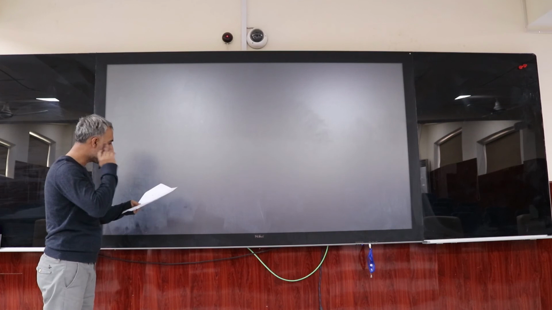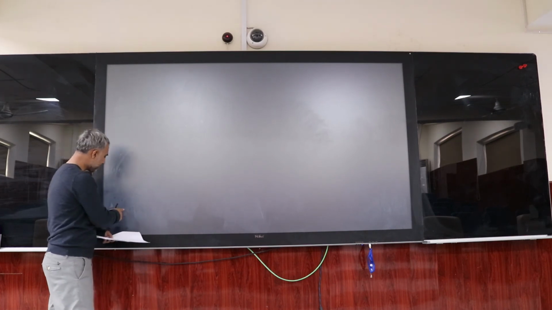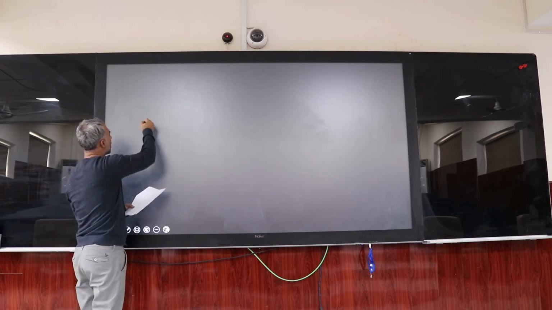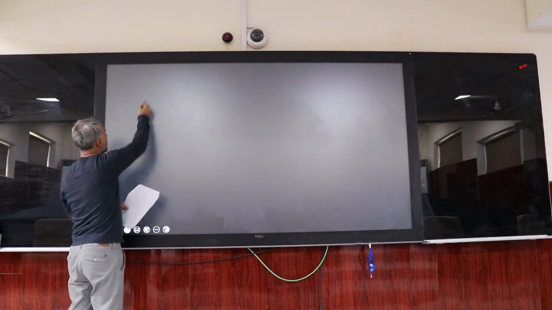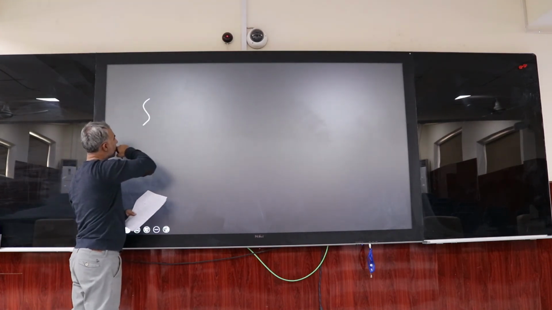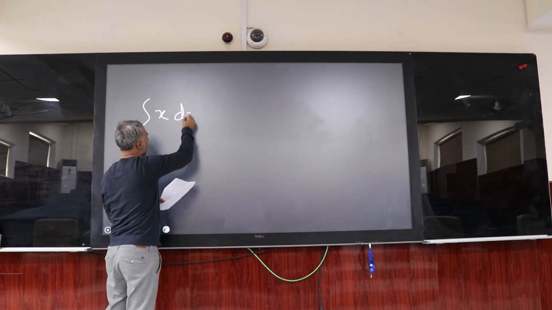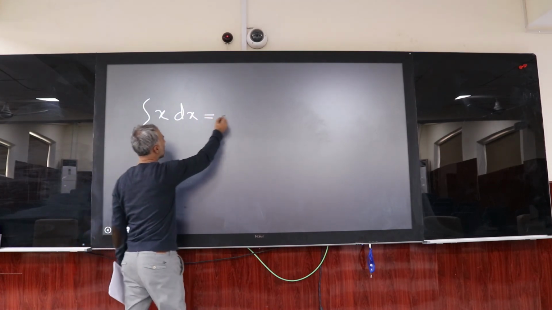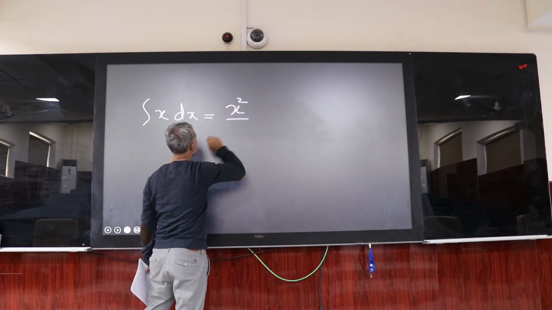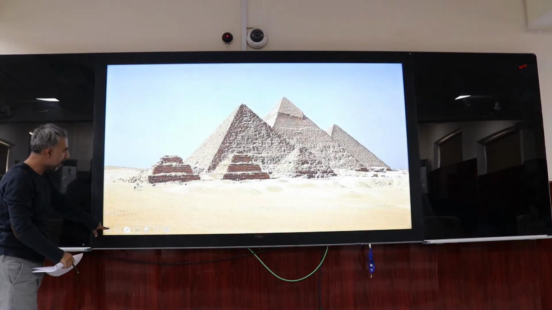Let me explain it more for your clarity. For example, sometimes you are dealing with some function, the integral of x, simple x. If you are integrating it according to its formula, it will give you an answer like x square over 2 plus c.